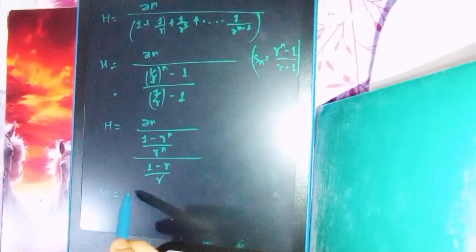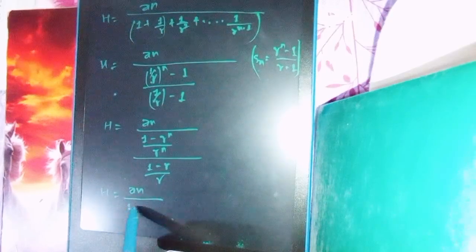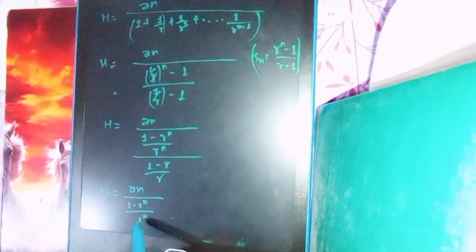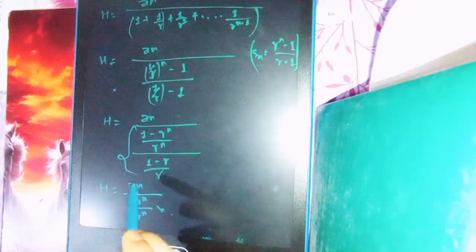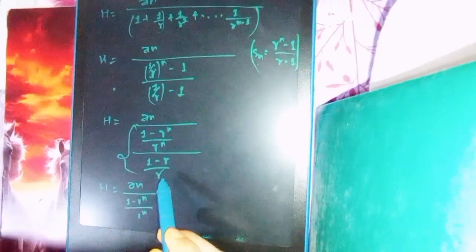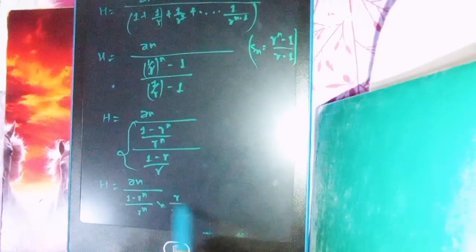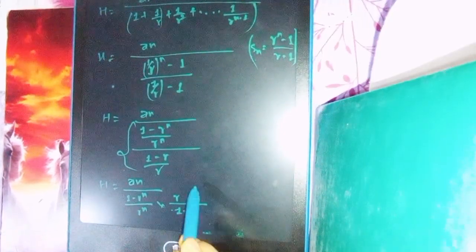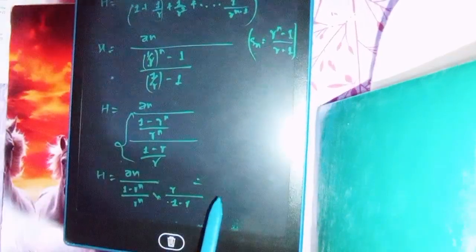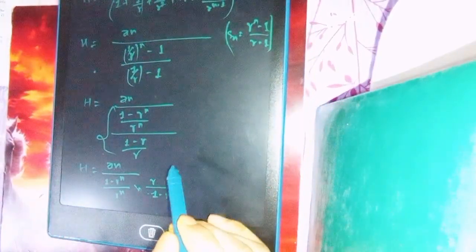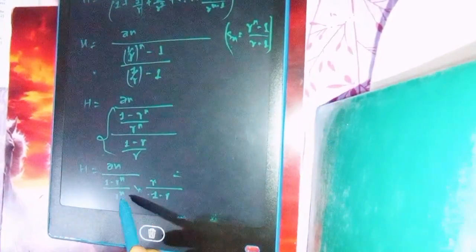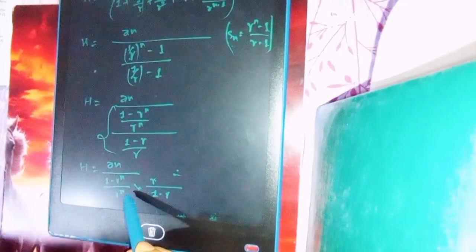So h is equal to a n by 1 minus r power n by r power n, and we have to do this: we take this and invert it, so we get r by 1 minus r. If we multiply and divide, then when r comes downward it will become r power n minus 1.